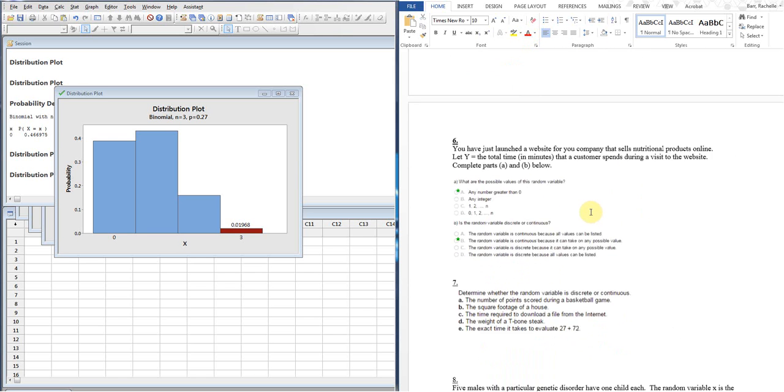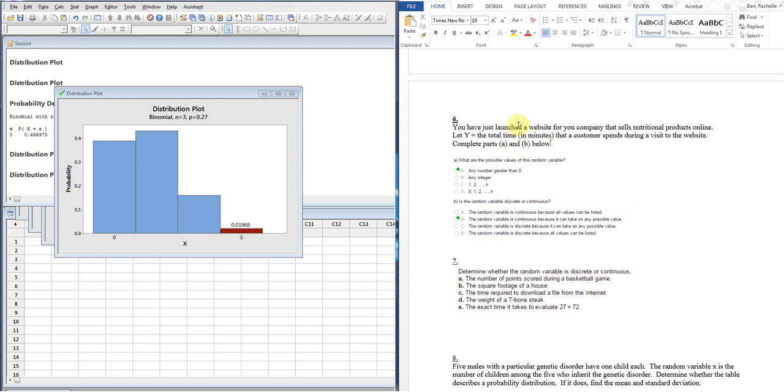Alrighty, let's move on to some other questions. So you've just launched a website and your company sells nutritional products online. And you're going to have Y be the number of minutes a customer spends during their visit to the website. Complete parts A, B below.